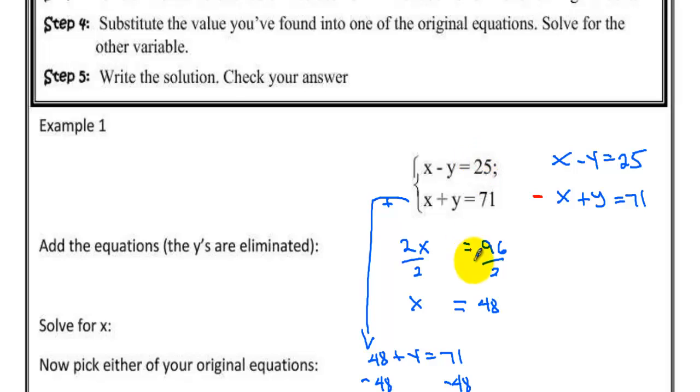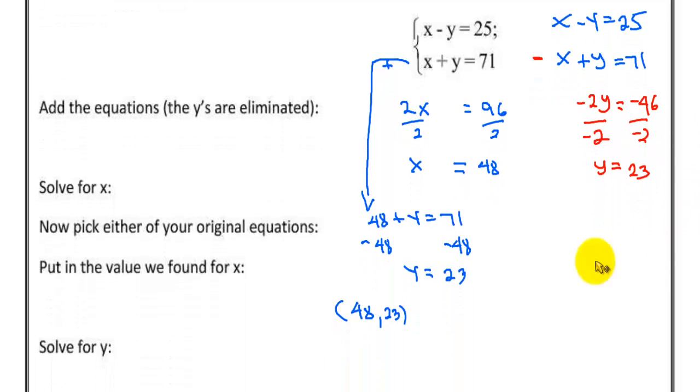So let's subtract. So x minus x is 0, so it will cancel out. Negative y minus y is equal to negative 2y. 25 minus 71 will give us negative 46. And then dividing by negative 2, we will get y equals 23, which is actually the y value that we got earlier.